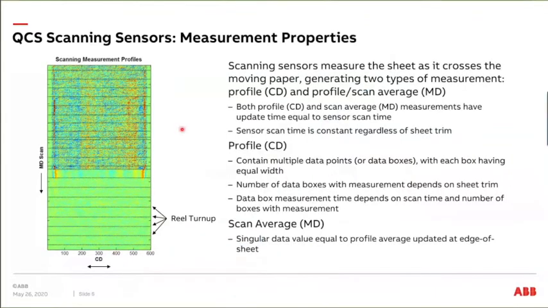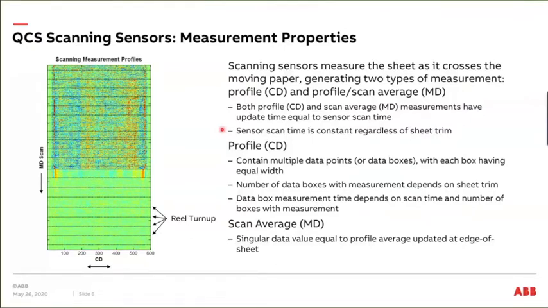So talking about the terminology a little bit more: scanning sensors. We have a couple of fixed parameters to consider, and we also look at the CD profile, as I mentioned. You get a profile, and then a scan average for the machine direction is calculated. These are both related to what we call the sensor scan time. On most systems that would be a fixed time, usually in the 30-second time frame, and that scan time designates the scan average, for example.